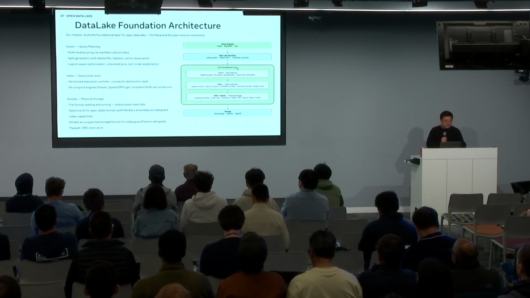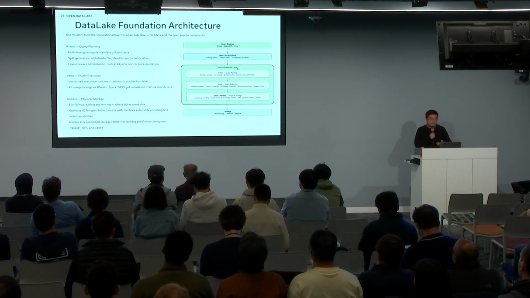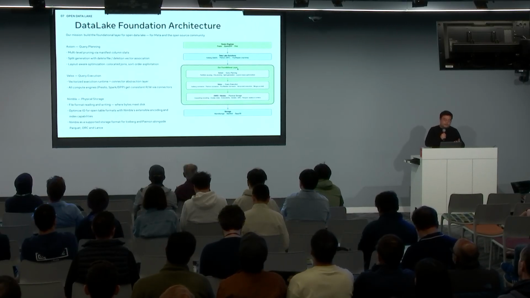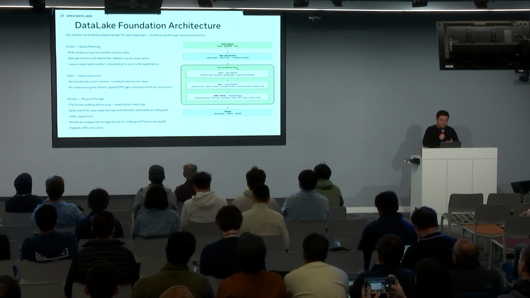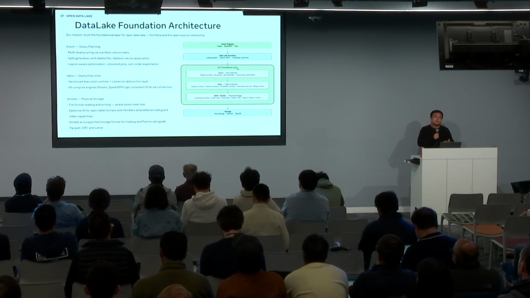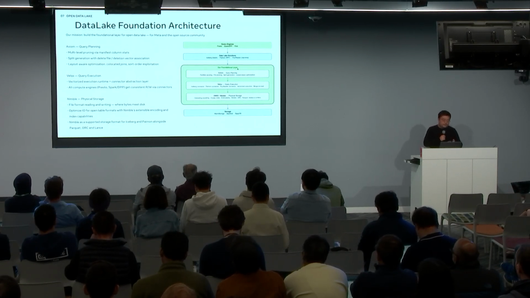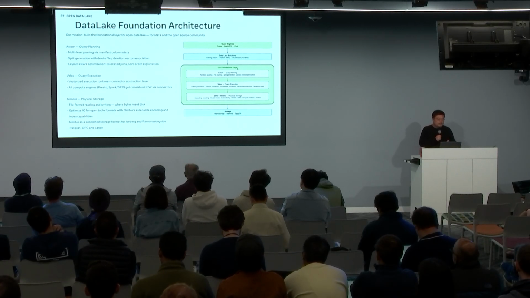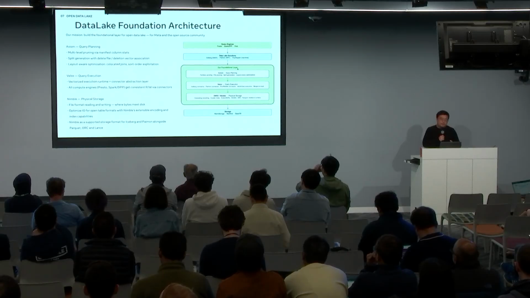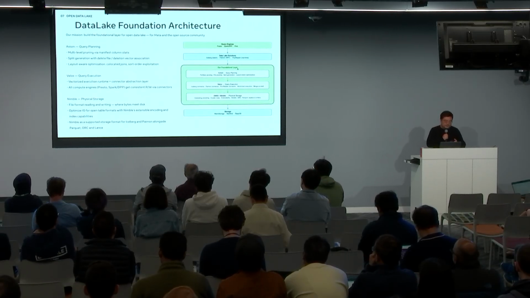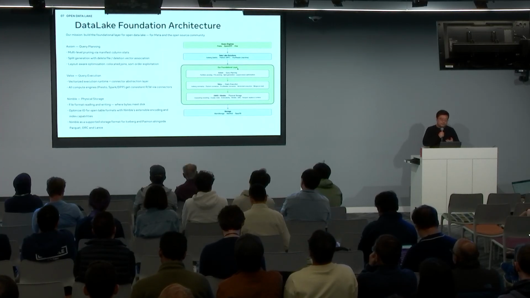So the foundation spans three layers. On the top is Axiom, which is query planning. Axiom will understand the open file format metadata, do the partition and file-level filtering, and also do the split generation to create work units for the execution nodes, and also handle the deletion file and deletion vector associations. The end goal for Axiom is to unify the open table format integration. So once we implement it in Axiom, all the query systems built on top of Axiom will directly benefit from that.